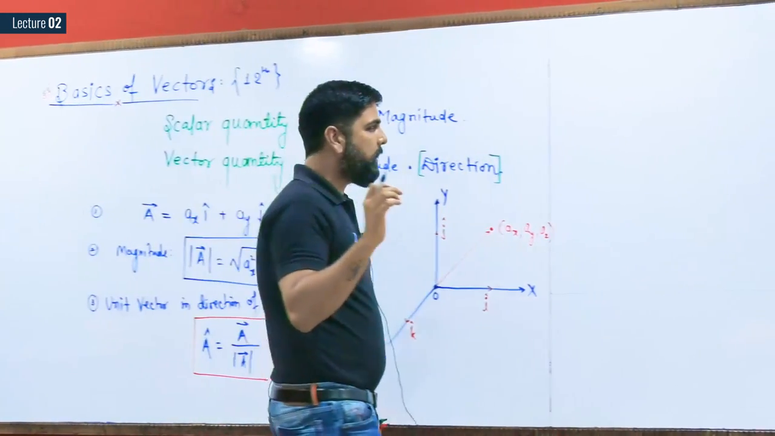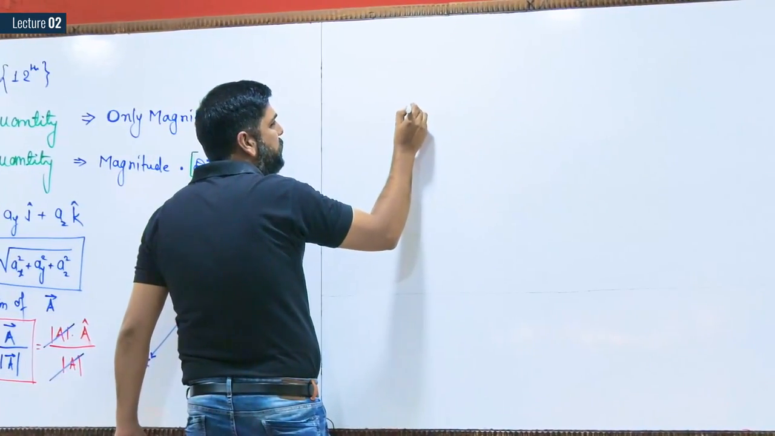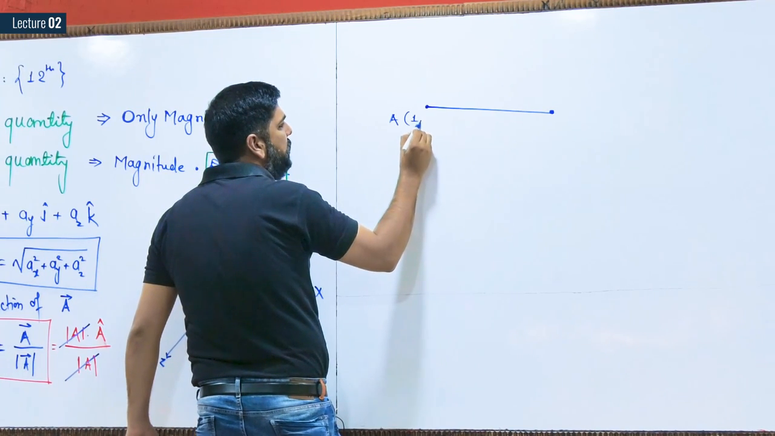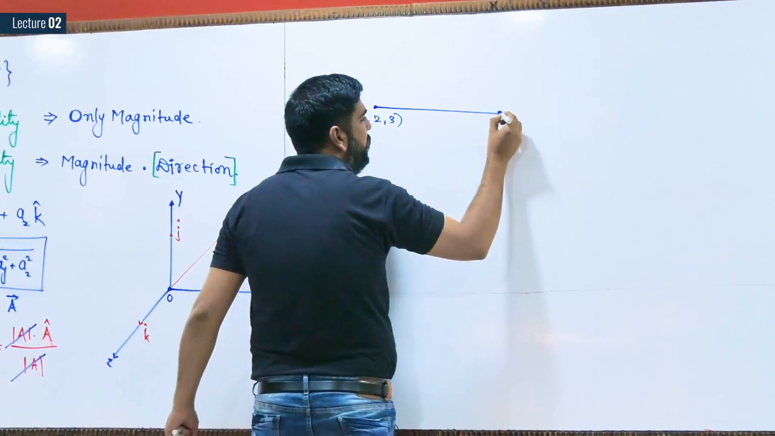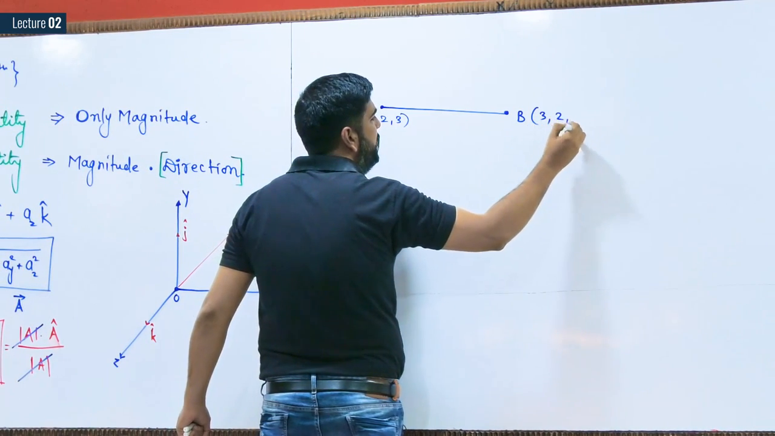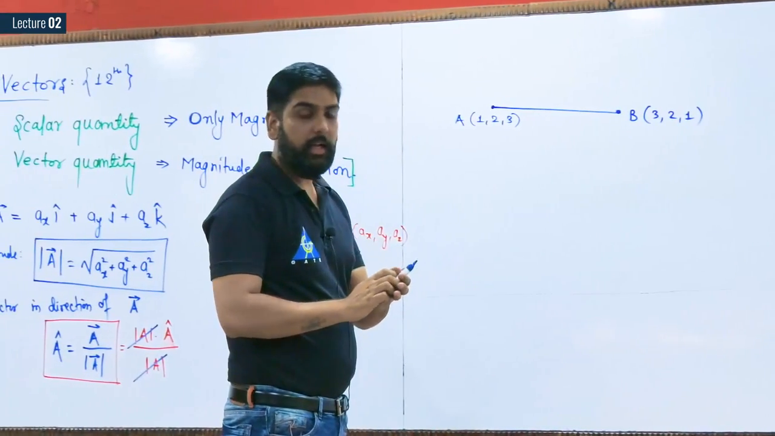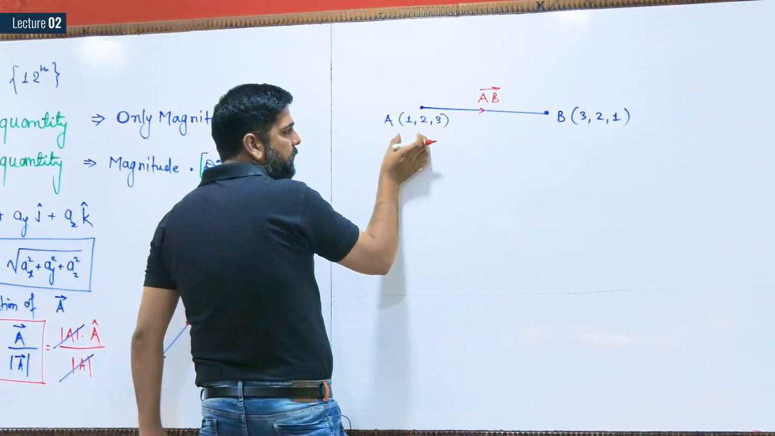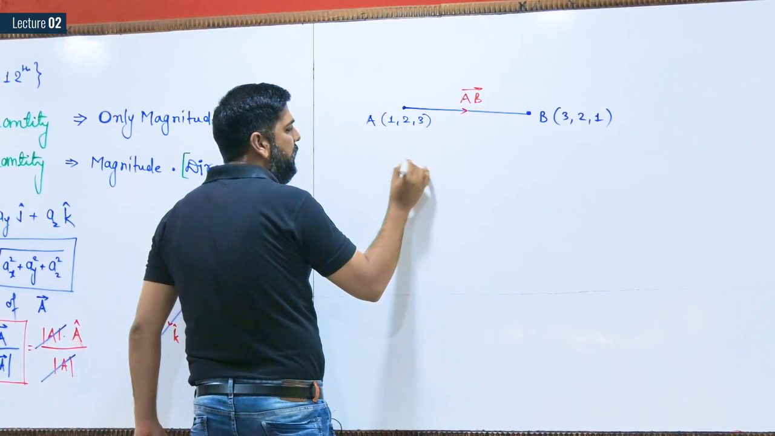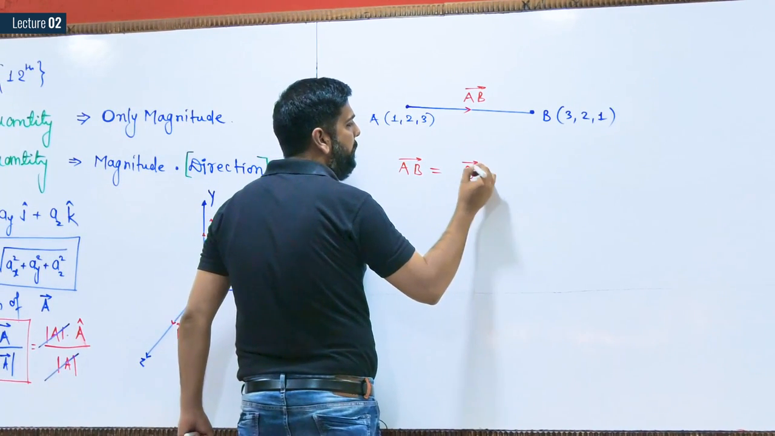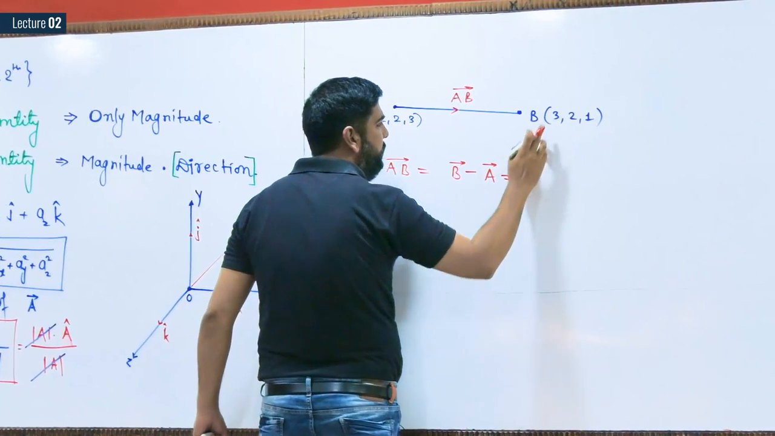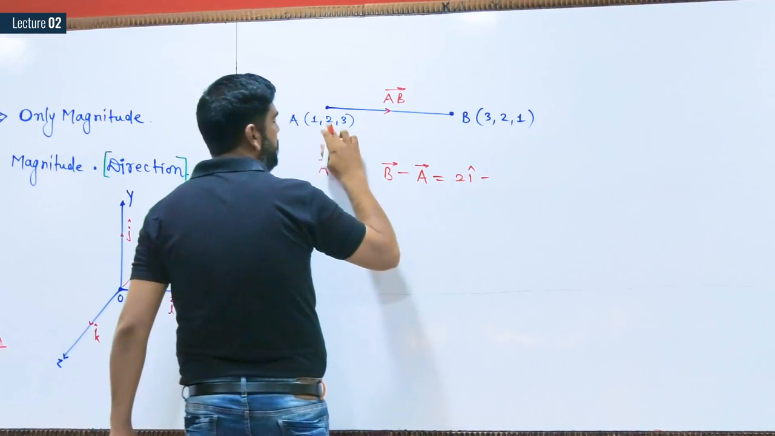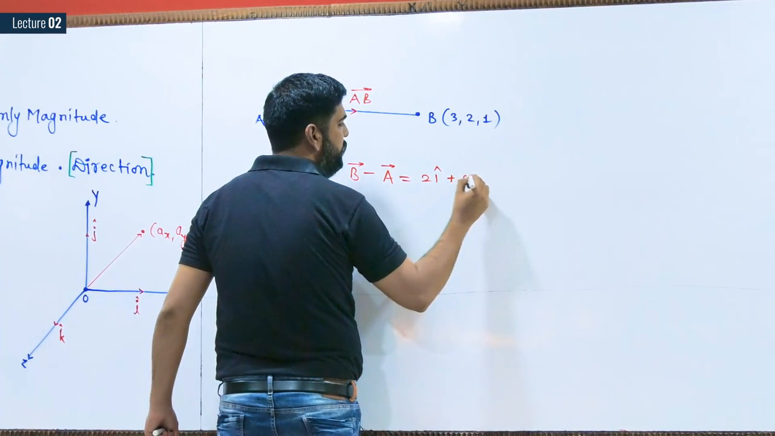Okay. So if I am having two points, let us suppose point A is 1, 2 and 3, and point B is 3, 2 and 1. What will be the vector AB? Vector AB is nothing but vector B minus vector A. So x is 3 minus 1, which is 2i, plus 2 minus 2, which is 0j.